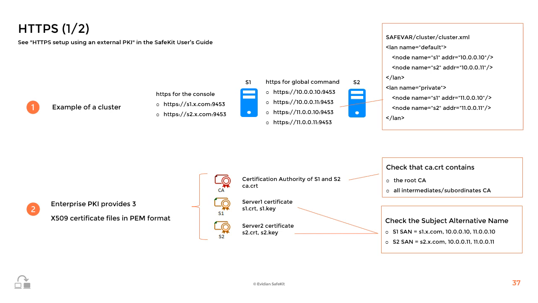For example, the S1 certificate should include in its SAN, s1.x.com, and its IP addresses on the 10 network and the 11 network, as defined in the cluster configuration file. Similarly, the S2 certificate should include in its SAN, s2.x.com, and its IP addresses on the 10 network and the 11 network, as specified in the cluster configuration file.